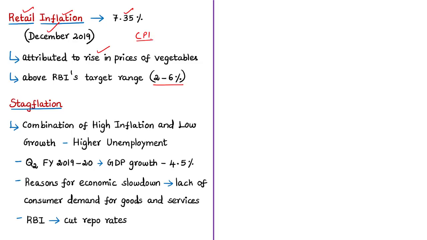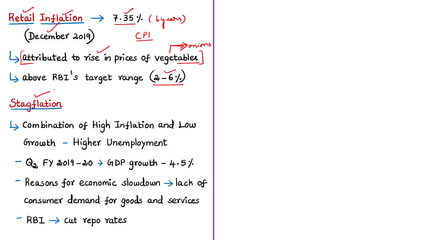Now, if you look at the reasons for the rise in inflation rates, it has been attributed mainly to the rise in the prices of vegetables such as onions. The news article says that the December retail inflation, that is 7.3%, is the highest in the last 6 years, and this is above the RBI's targeted range of 2 to 6%. Therefore, this high retail inflation has increased the worries that the Indian economy may be headed towards stagflation.